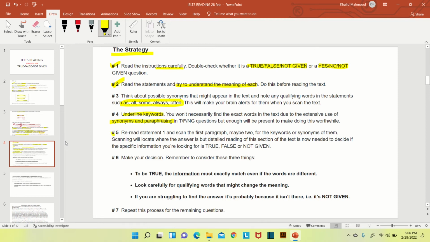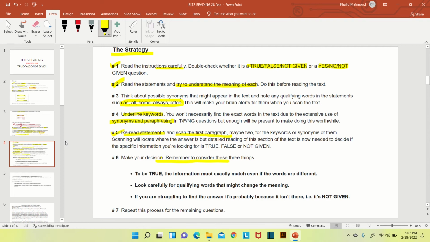The fifth strategy is to reread the statement and scan the first paragraph. When you look at the question, read the first question and then move on to the passage, read the first paragraph. Many a time you won't find the answer in the first paragraph, so then you have to move to the second paragraph. So read the second paragraph as well, then read it in detail, then decide whether the answer is true, false, or not given.